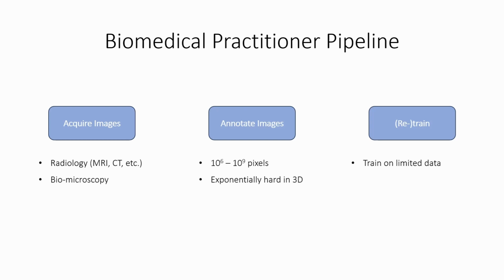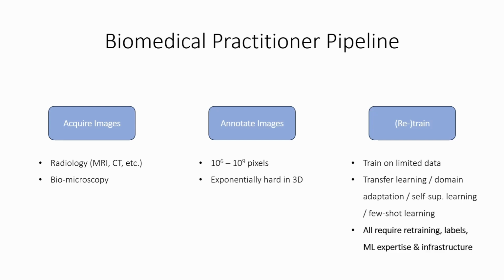Further, once annotated, the biomedical practitioner now has to train a segmentation network on their limited supervised pairs, which is difficult to make performant. Or they can find publicly available pre-trained networks and use transfer learning, domain adaptation, self-supervised learning, and more to help improve performance. However, while this is straightforward for a machine learning expert, all of this requires the biomedical expert to have machine learning expertise and training infrastructure to execute these pipelines correctly. And this is not guaranteed in practice.